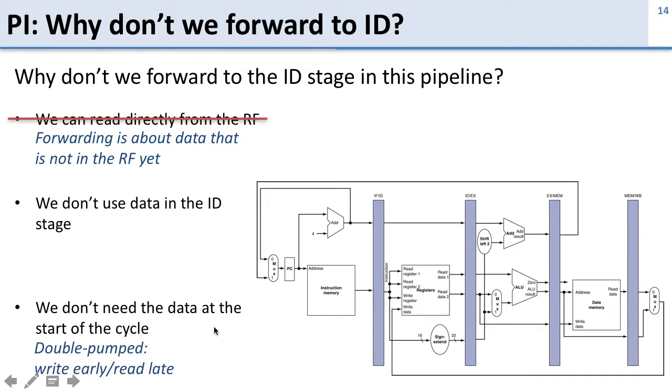How about this last one here? Well, we do need the data at the start of the cycle. It's a double pumped register file. That is, we're going to write it in early in the cycle and read it out late. So that one's not the answer. So it's got to be this one here. But let's understand what this means.